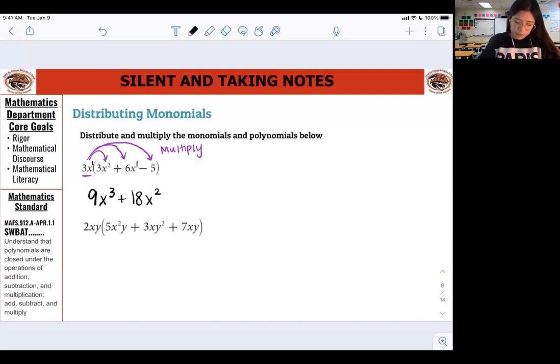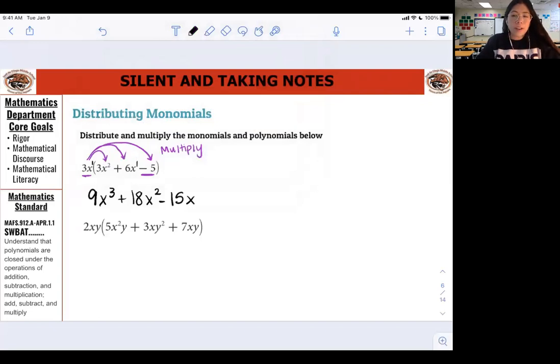Now let's do the last one. 3x times negative 5 would be negative 15x. And the power was what? Squared. So I got negative 15x squared.